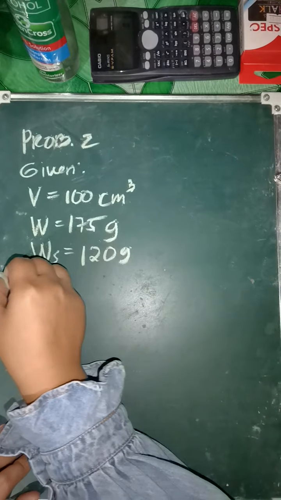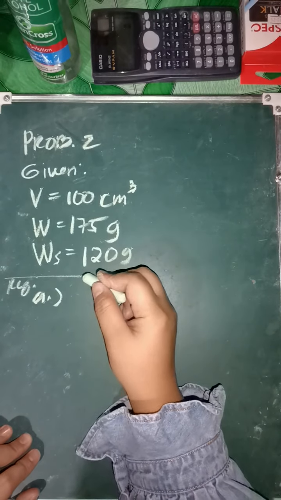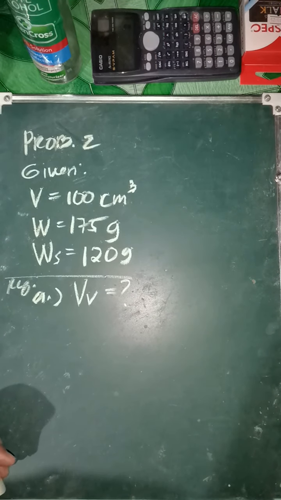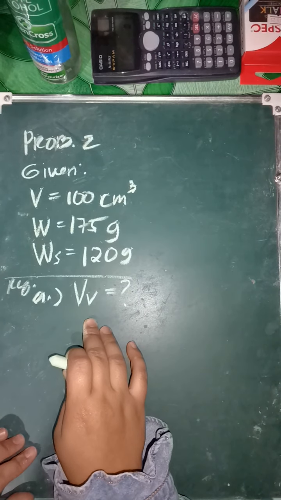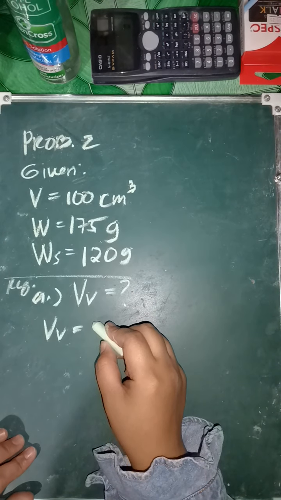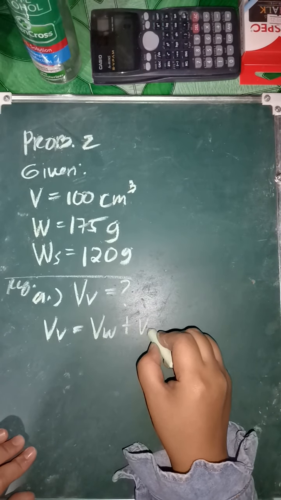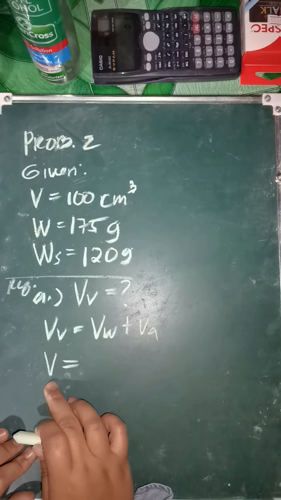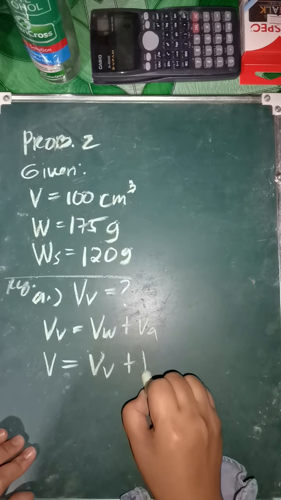So we're going to compute for the required. Letter A, compute the volume of the voids. As we can see, the volume of voids is equivalent to the volume of water plus the volume of air. Or from the total volume, the total volume is equivalent to the volume of voids plus the volume of the solid.